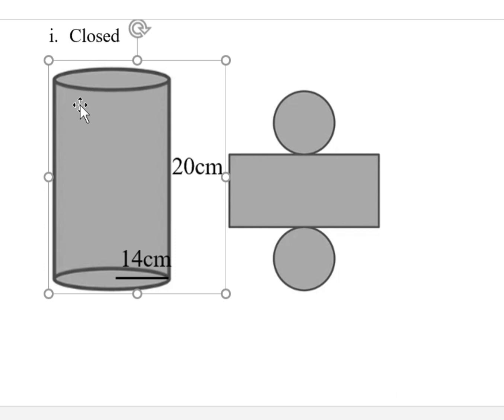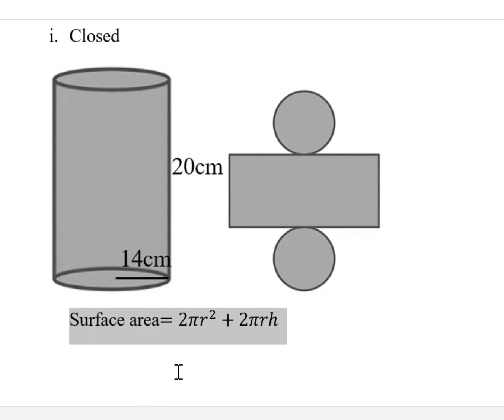You can see this is the cylinder, and if we open it, we have the top lid, the bottom lid, and this is the rectangular part which you get once you open it along this height. So we shall use the first formula, which says surface area is equal to 2 pi r squared, because the two lids are there. That's why we are using 2 here. And then plus 2 pi rh, which gives us this rectangle.